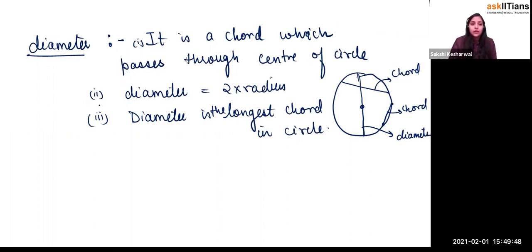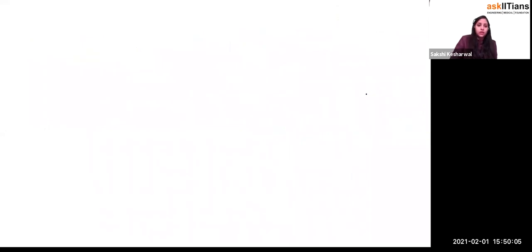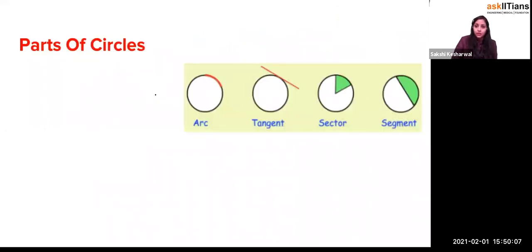Now, we have learned that a diameter is a chord which passes through the center. We have learned about the diameter, and we have learned about the circumference. Circumference is basically the path which you trace, the boundary of the circle. The boundary of a circle is also known as the circumference, right?